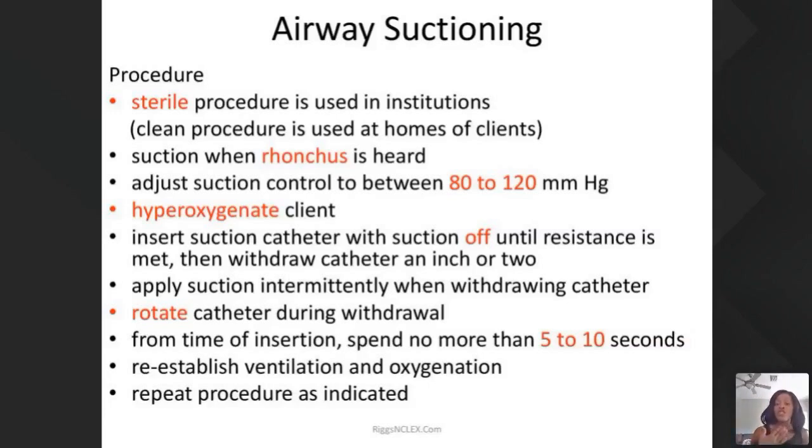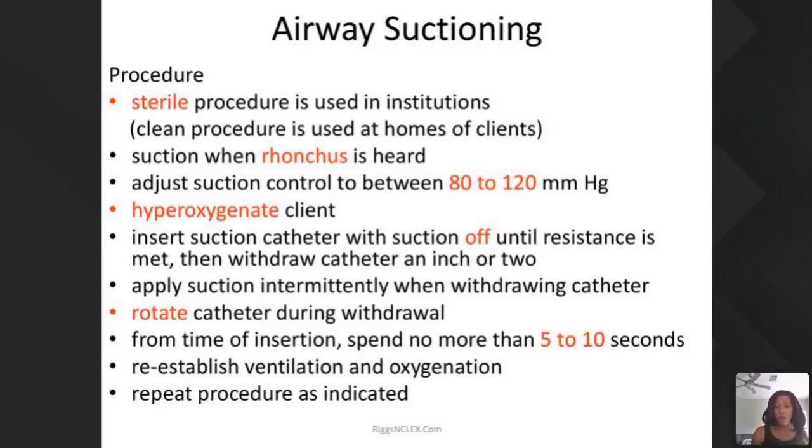Okay, so always adjust your suction control to be below 120. More than that, you're doing damage. You always want to hyperoxygenate, because as you suction, you're pulling oxygen. So hyperoxygenate them. Don't turn the suction on until you're pulling out. That's another thing. And while you're pulling out, rotate. And this whole airway suctioning should take 10 seconds maximum.